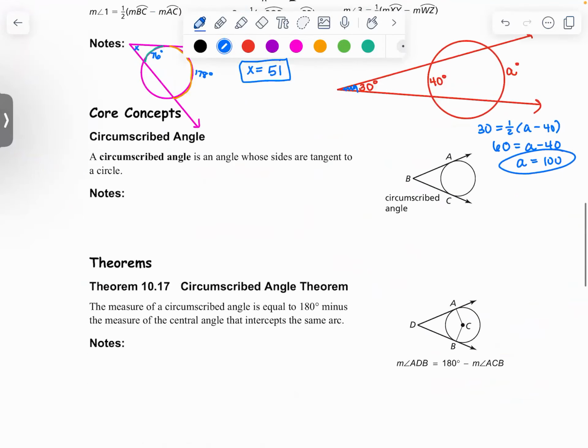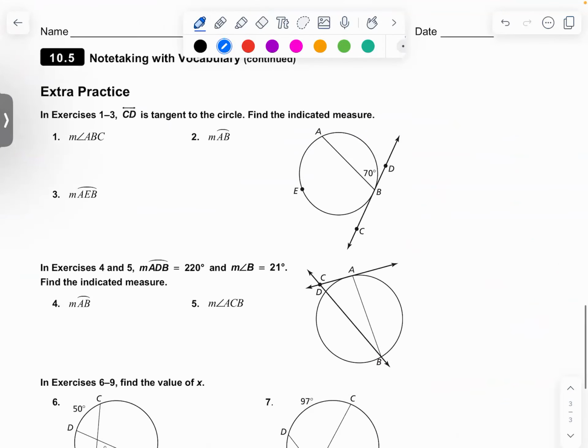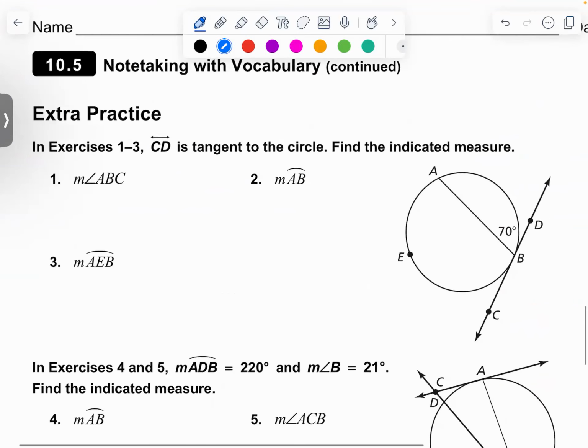Okay, so let's go to the next page and let's look at a couple of things. What I want you to do is answer for me numbers 1, 2, and 3. Oh, look at me, I'm writing. Answer 1, 2, and 3.